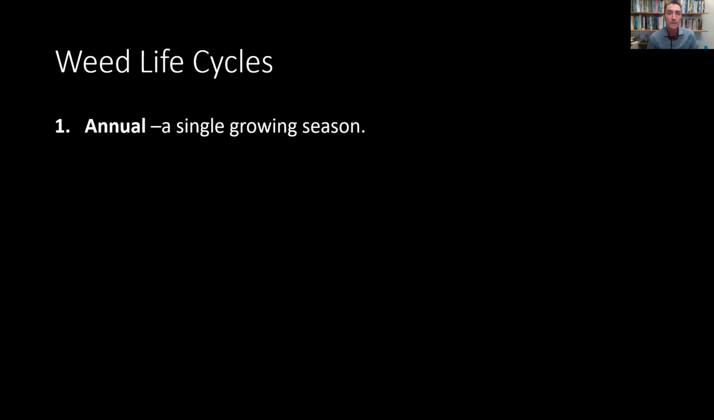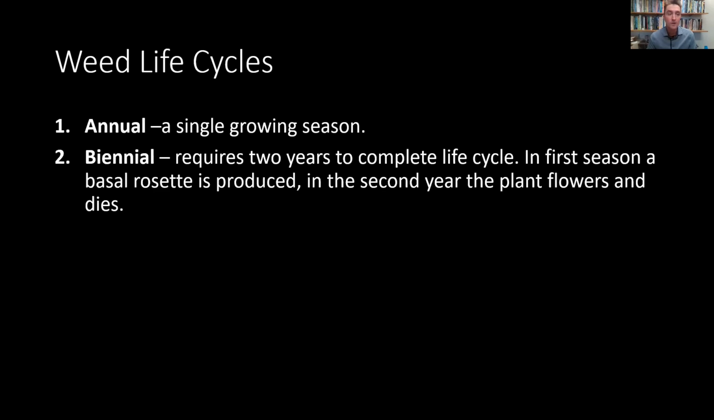Well, first of all, we have annuals. An annual is any plant that grows in a single season. And more specifically, it will complete its reproductive cycle in 1 year. So it'll sprout from a seed, it will grow, flower, and spread seeds all in 1 year. And that is different from our next life cycle category, which is biennial.